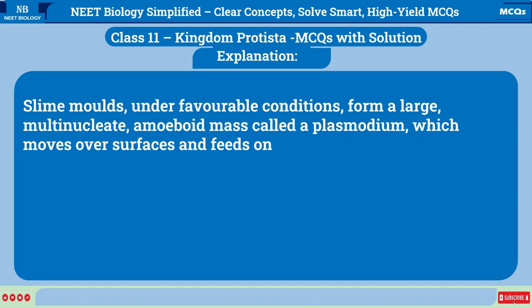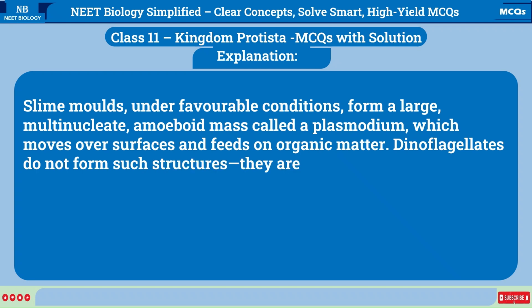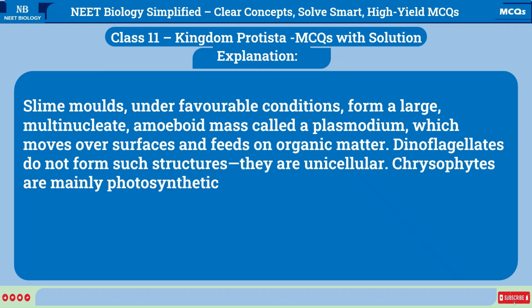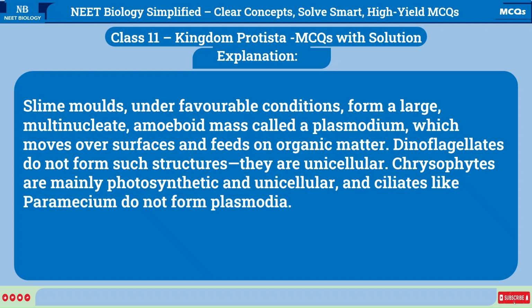Dinoflagellates do not form such structures, they are unicellular. Chrysophytes are mainly photosynthetic and unicellular, and ciliates like Paramecium do not form plasmodia. Hence, slime molds are the correct answer.